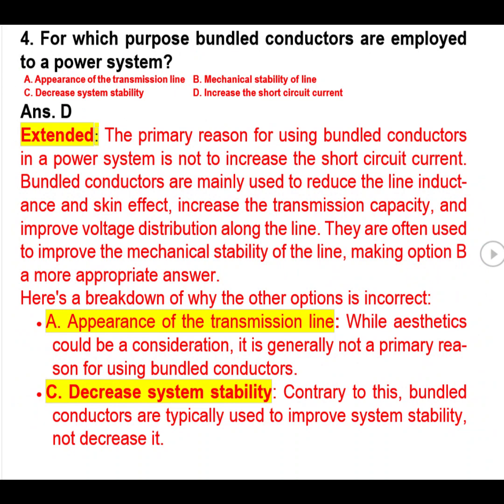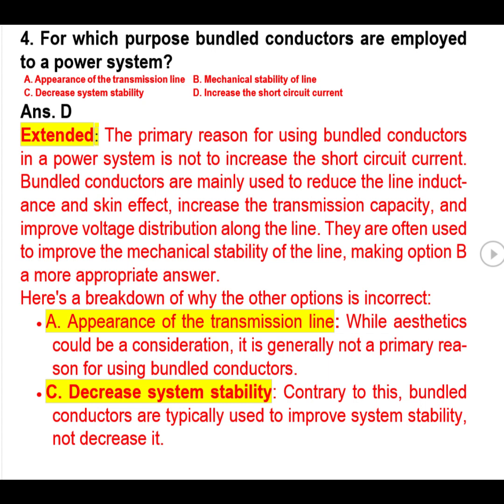4. For which purpose bundled conductors are employed to a power system? Extended: the primary reason for using bundled conductors in a power system is not to increase the short-circuit current. Bundled conductors are mainly used to reduce the line inductance and skin effect, increase the transmission capacity, and improve voltage distribution along the line. They are often used to improve the mechanical stability of the line, making option B a more appropriate answer. Here's a breakdown of why the other options are incorrect.